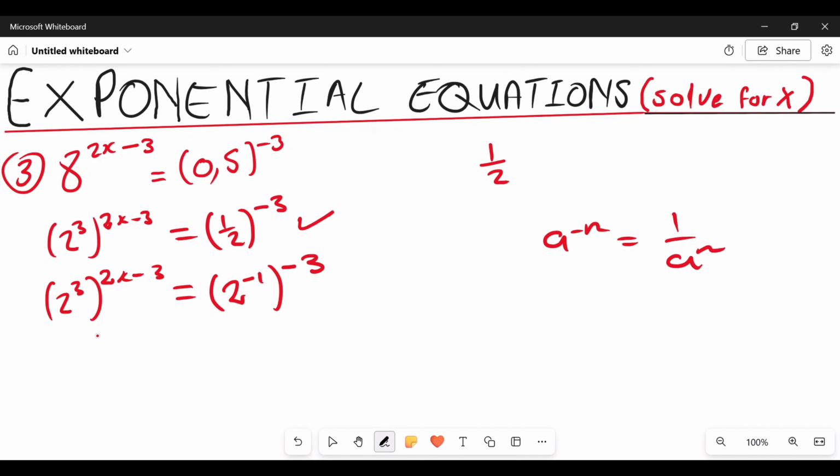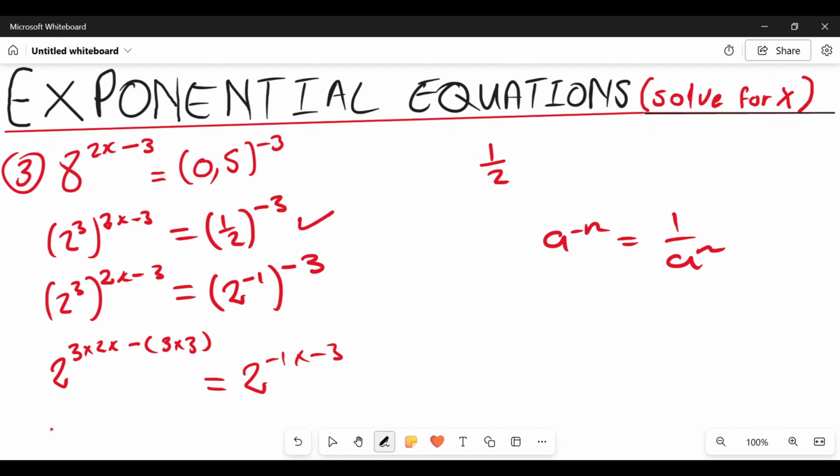So since the bases are the same, now we can apply the next law, which is the power of a power rule or law. The power of a power law means that the exponent inside the bracket will multiply the exponent outside the bracket. So let's do it. On the left hand side here, we're going to have 2 to the power of 3 multiplied by 2x minus 3, multiplied by 3. There we go, which is going to equal, on the right hand side, 2 to the power of 1 multiplied by negative 3.